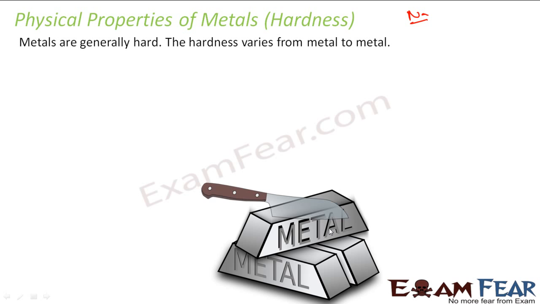So that's why I say that metals are generally hard. That means most of the metals are hard. It's not the rule that metals have to be hard. But most of the metals are hard, right? And the hardness varies from metal to metal.